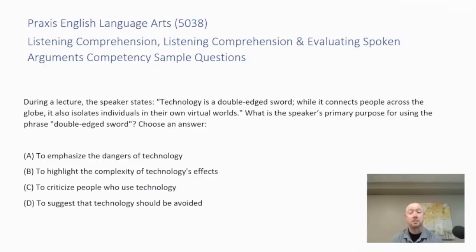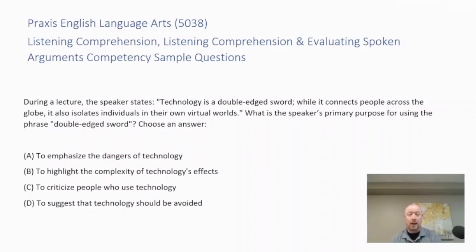During a lecture, the speaker states technology is a double-edged sword. While it connects people across the globe, it also isolates individuals in their own virtual worlds. What is the speaker's primary purpose for using the phrase double-edged sword? Choose an answer. A, to emphasize the dangers of technology. B, to highlight the complexity of technology's effects. C, to criticize people who use technology. Or D, to suggest that technology should be avoided.